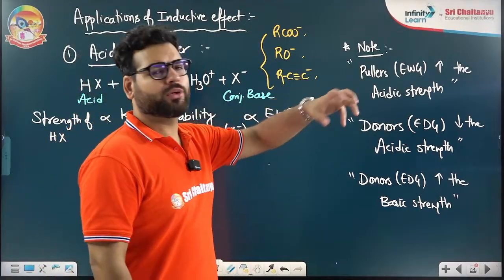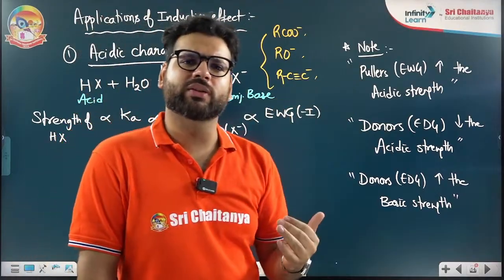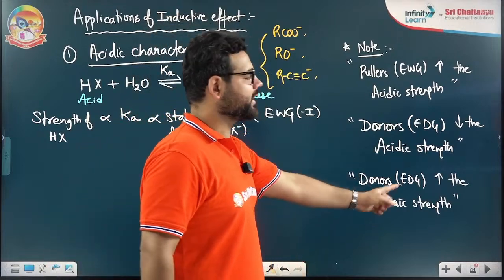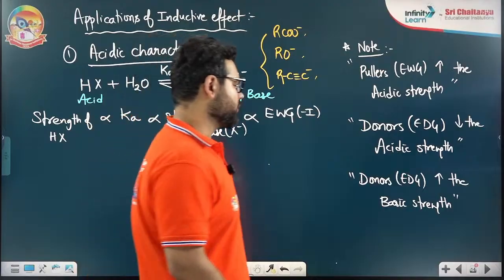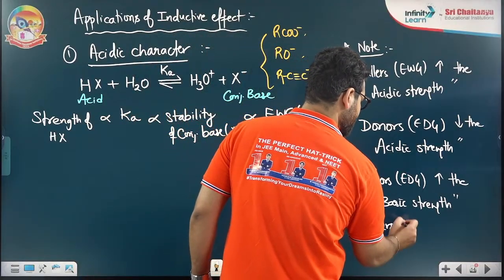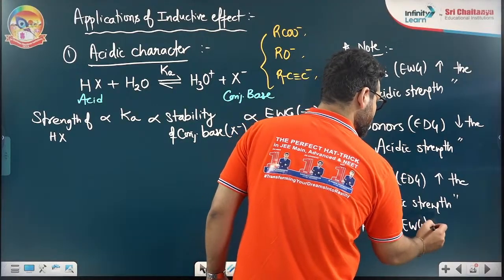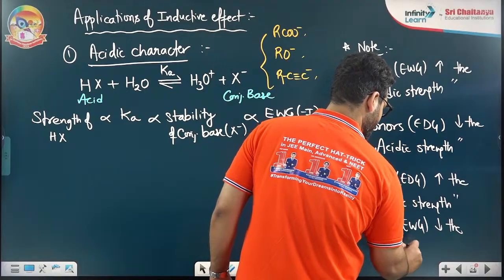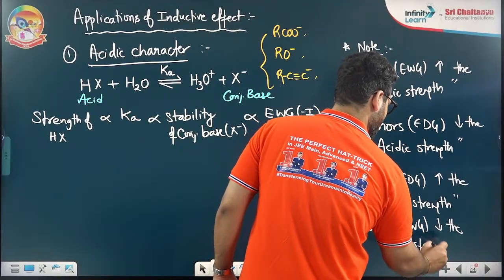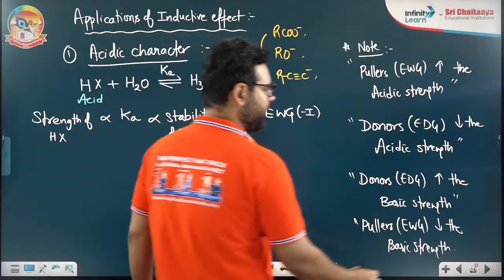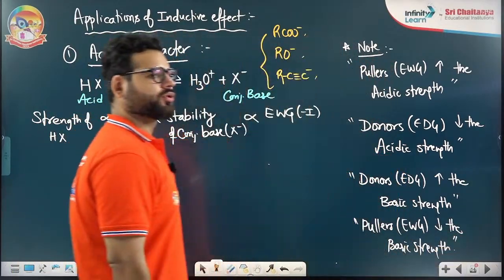So if I have pullers attached to an acid, it will increase the acidic strength, and vice versa. If I have donors attached to bases, it will increase the basic strength. And also I can say that pullers, which are electron withdrawing groups, decrease the basic strength. I hope this is clear. So I'll show you a few examples where this concept will be used.